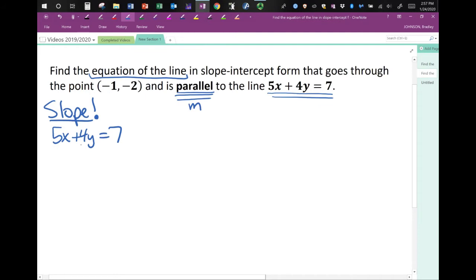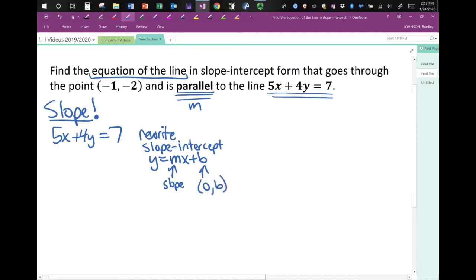So looking at 5x + 4y = 7, what we need to do is rewrite this into slope-intercept form. You must be familiar with slope-intercept. It's y = mx + b. m will be your slope, and this b value will actually be used in the coordinate (0, b). That relates to the y-intercept, and I'll write y-int so I don't have to rewrite intercept every time.